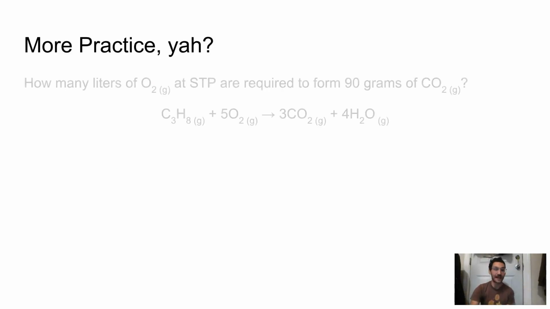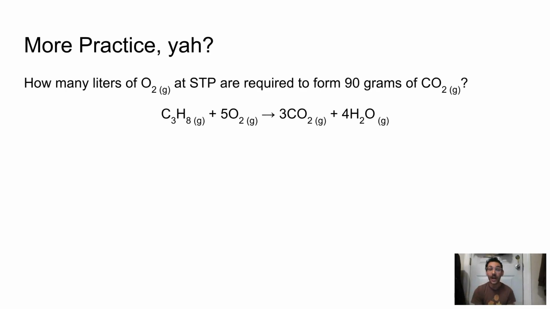Anywho, let's do a little bit more practice. How many liters of oxygen at STP are required for 90 grams of CO2? Why don't you pause the video and see if you can do this yourself? You've already got a balanced equation down here, so you should be able to just rock out on this. Pause it, give it a shot. Cool. Well, you pause and give it a shot. Let's talk through it together.